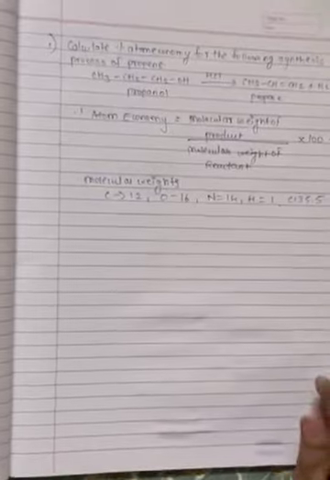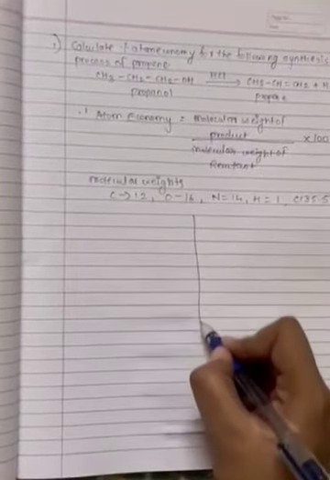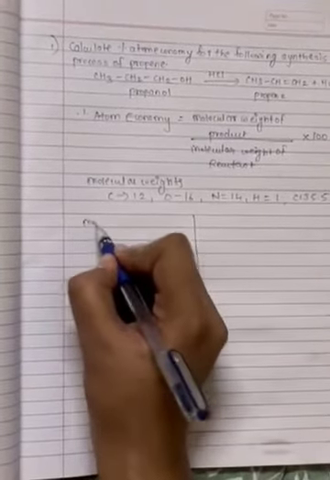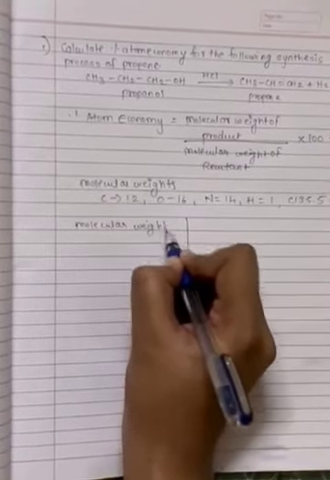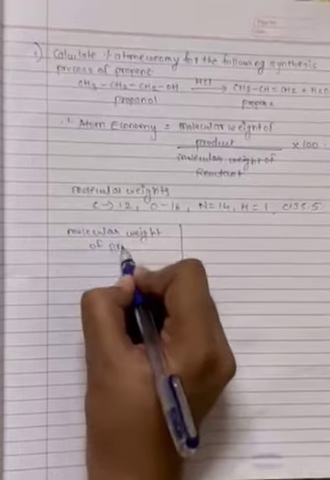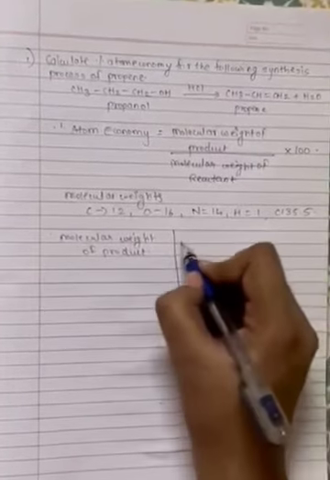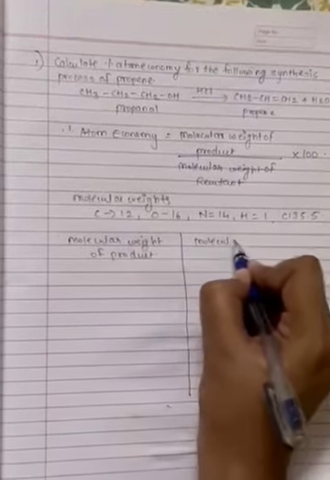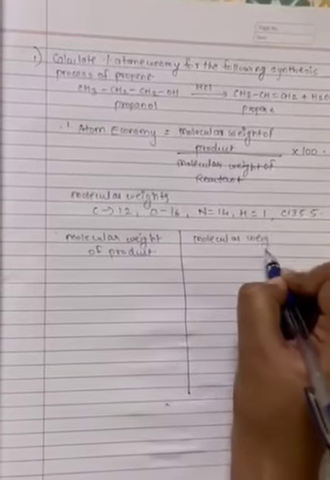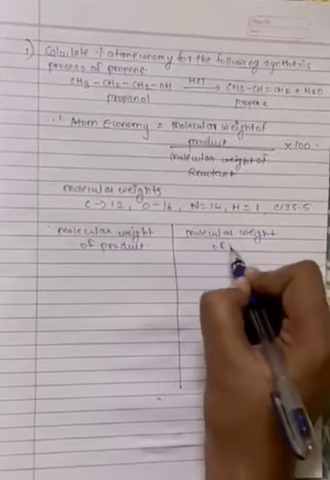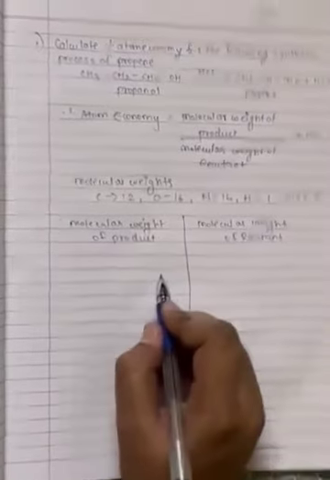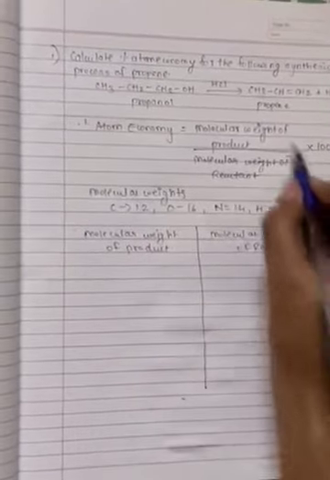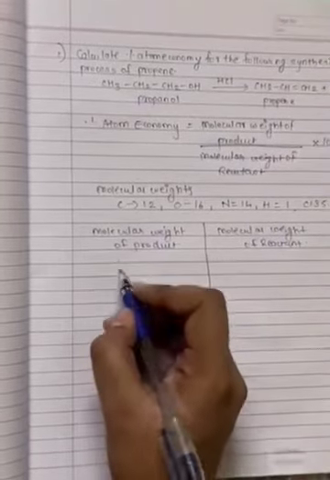So we will solve this question in two parts. The first is the molecular weight of the product. Second is the molecular weight of the reactant. So the molecular weight of the product is propene. So we will see propene.